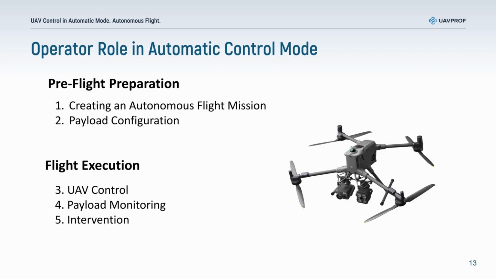Hello, dear listeners. An autonomous flight operator has a number of tasks. They can be divided into preparation and direct execution. Preparation. 1. Drawing up an autonomous route, taking into account the terrain and technical features of the UAV.